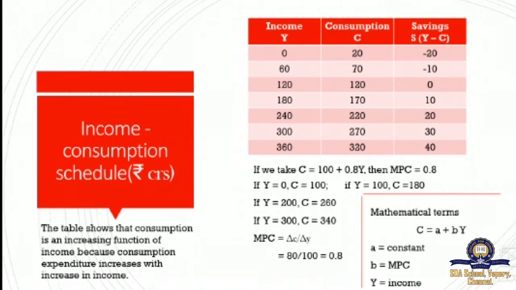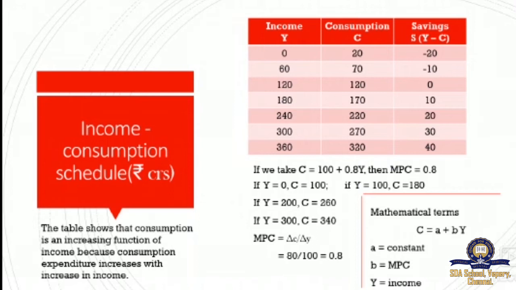Now if Y is 200, how will we make the formation? C equals 100 plus 0.8 into 200. 0.8 into 200 will give you 160. 160 plus the constant 100 will give you 260. If you add 100 plus 160, it gives 260. So 260 is the consumption.